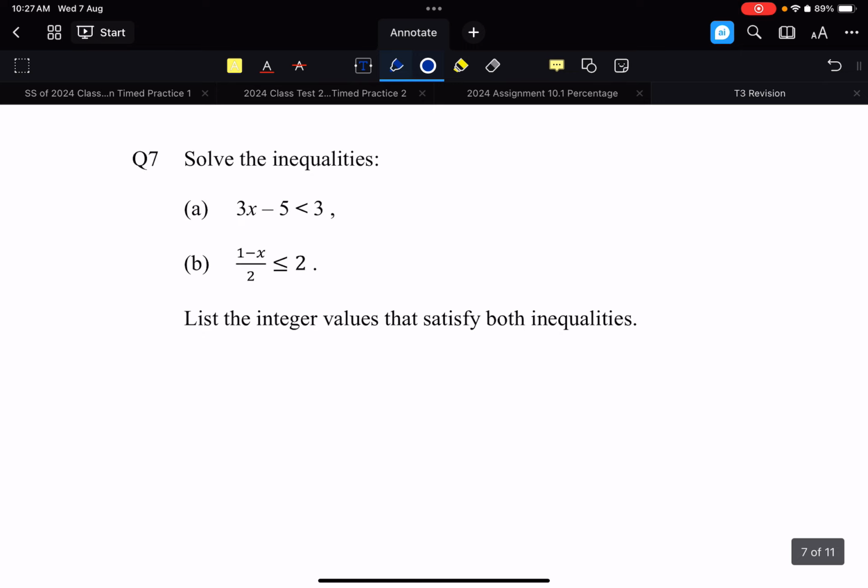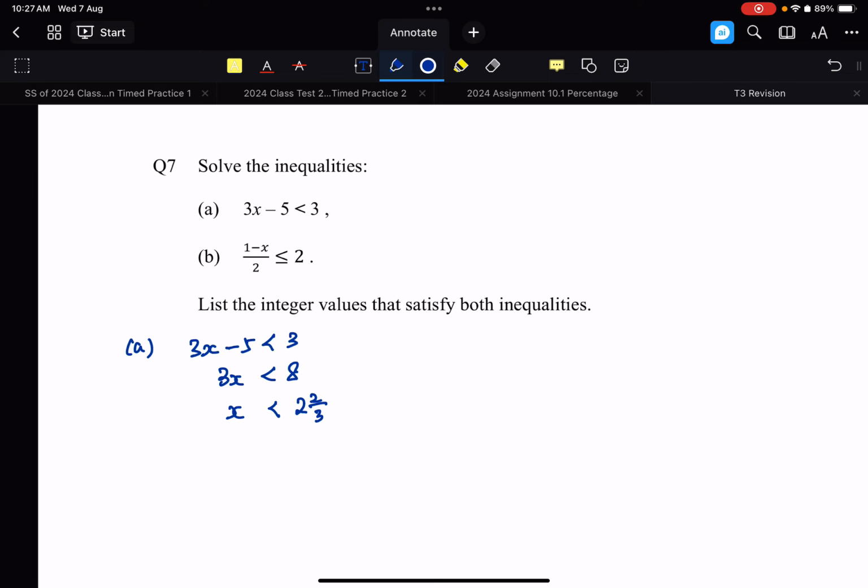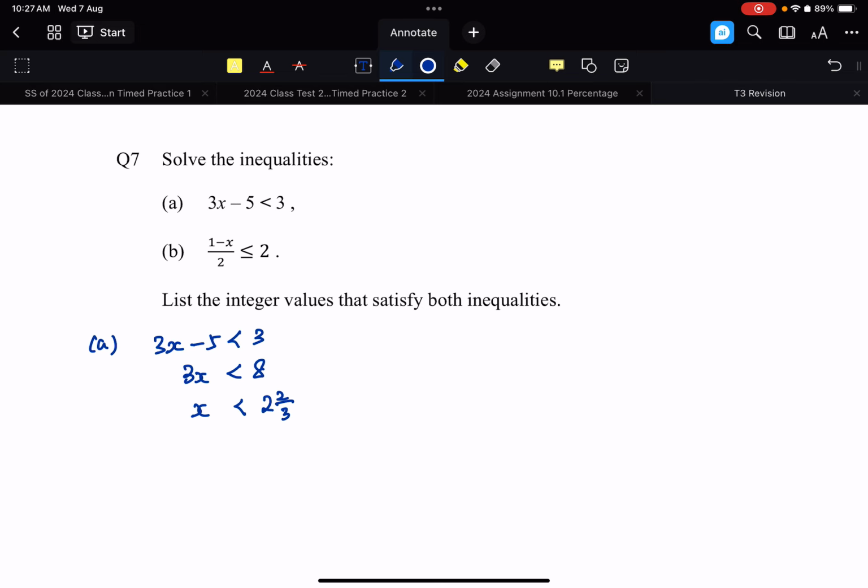Now to the inequalities. Let's solve the inequalities here. So part A, 3x minus 5 is less than 3. So 3x is less than 8. X is less than 2 and 2/3, right? So the list of integers, well, this time round it will be integer 2, right? So both.